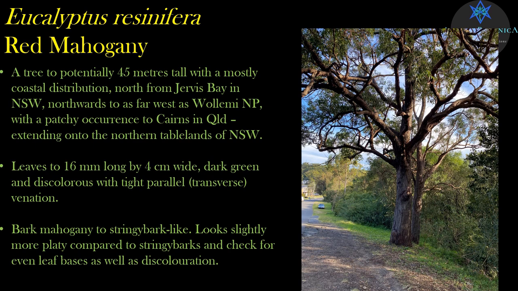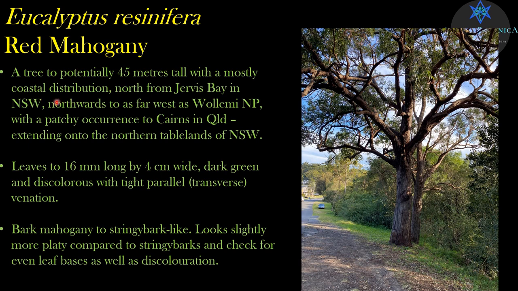through a few other ones that we find on the Hawkesbury sandstone, sort of getting into the mahoganies. This is Eucalyptus resinifera, a common one in the Sydney area, and we'll hang out with those other usual suspects on the Hawkesbury sandstone. It can be a big tree in its entirety, 45 metres tall.